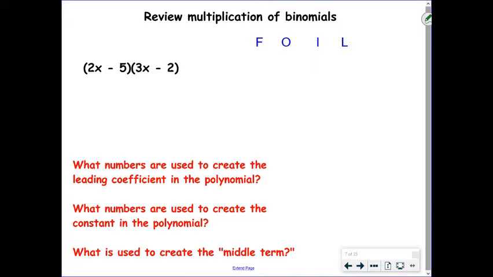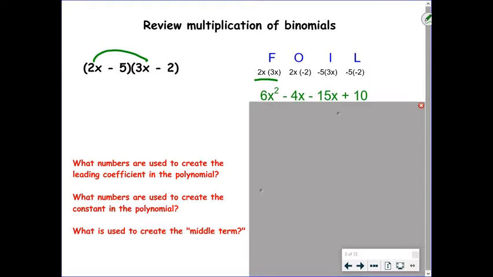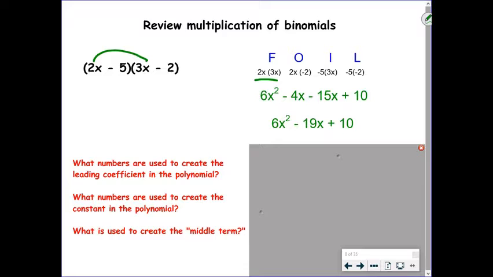So let's review here. When we multiply binomials, we think of FOIL, right? That's one way to kind of remember it here. First, outer, inner, last. If I multiply the first ones together, that'd be 2x and 3x. The outside ones, 2x and negative 2. The inside, negative 5 and 3x. And the last, negative 5 and negative 2. So I'm going to get this as my answer, 6x squared minus 19x plus 10.